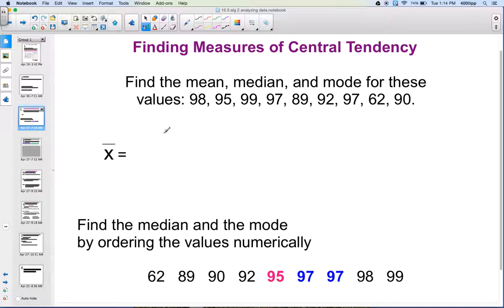And for the mean, we're going to add all these numbers up. So just to save a little bit of time, I already added them up, and the sum of those is 819. And we're going to divide that by, there are a total of 9 numbers here. If we count them, 2, 4, 6, 8, 9. There's 9 numbers here. 9 goes into 81 9 times. 9 goes into 9 once. So our mean is 91.